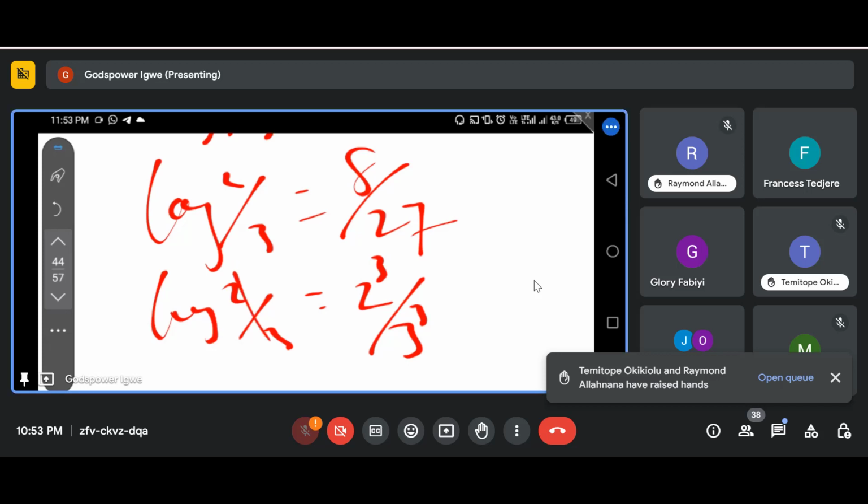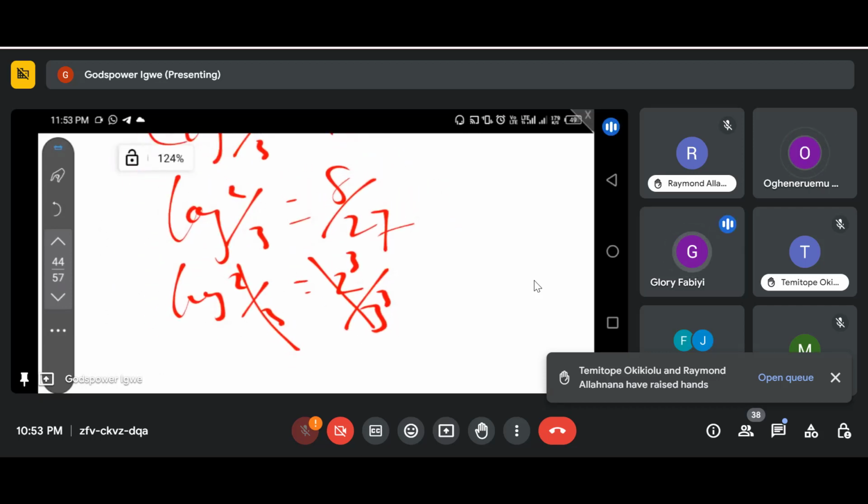Is this what you're saying? So that this and this cancels. That's what I'm saying. No, it doesn't have to cancel. You don't have to cancel. Let me, okay. What happened? What's the name of this power rule here?